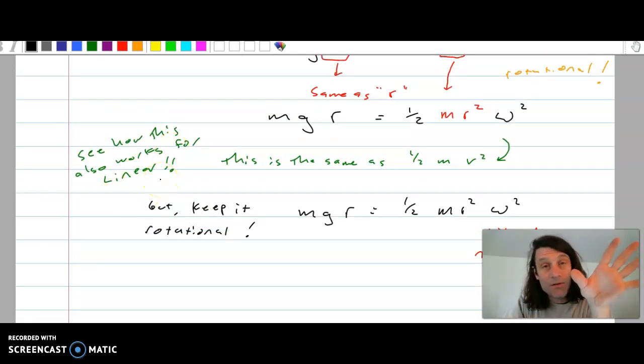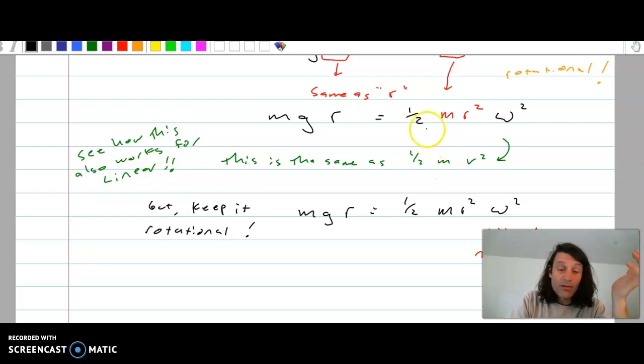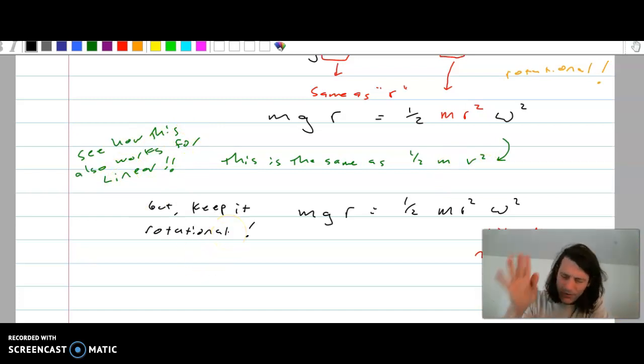You see how this is the same expression for linear. We just never shared it with you because we haven't gone in circles yet. But I can say 1/2 mr squared omega squared is the same thing as 1/2 mv squared. So it's the same expression for linear. All right, but we're going to keep it going in circles because we're in the circles topic.